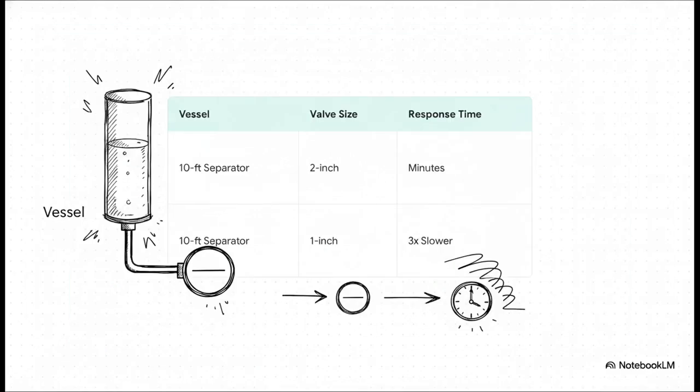And we can brilliantly illustrate this with some real-world offshore numbers. Picture a 10-foot separator vessel fed by a 2-inch valve. You make a step change, and it takes minutes for the level to respond. Now swap that 2-inch valve for a 1-inch valve. You still have the exact same tank capacity, but you've significantly increased the resistance. As a result, the exact same level change might take 3 times as long to happen. The tank isn't broken. The valve isn't stuck. You literally just altered the geometry of the resistance.